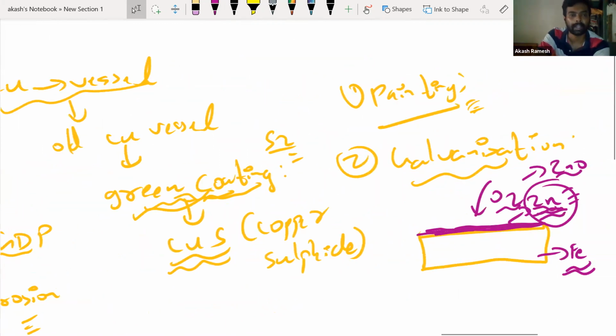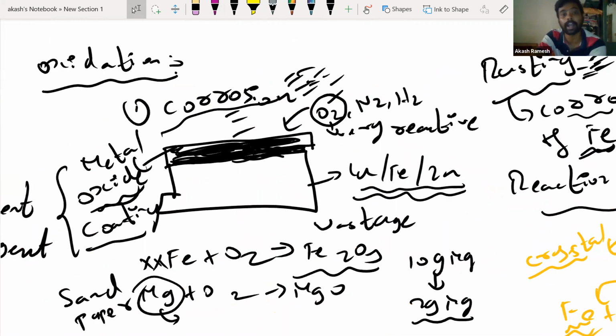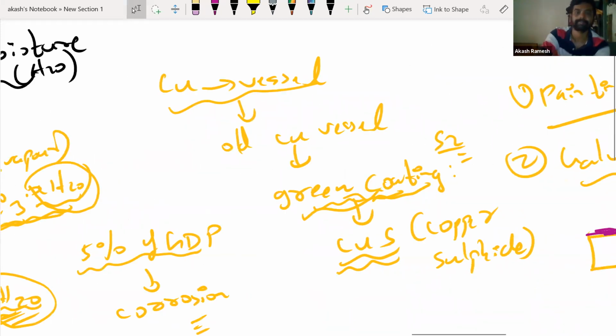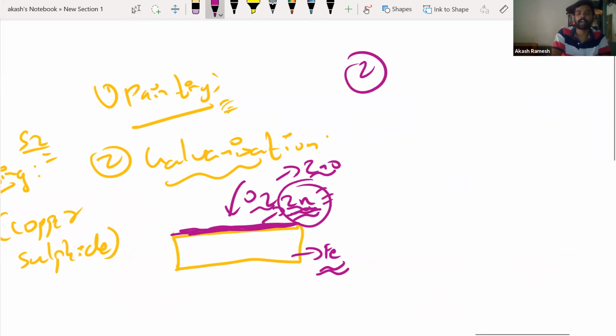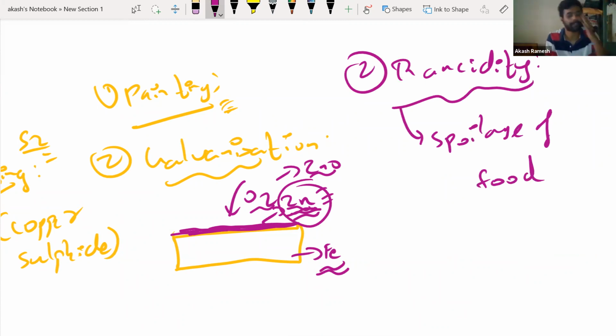Okay, fine. Now we are talking about oxidation. One of the natural phenomena you see regarding oxidation is corrosion, obviously. Now the other natural thing which we see in our daily life is what is called rancidity. Rancidity means spoilage of food. Any kind of food item, you keep it open to the atmosphere, obviously it is going to get spoiled.